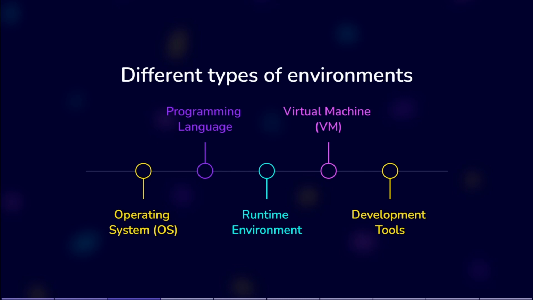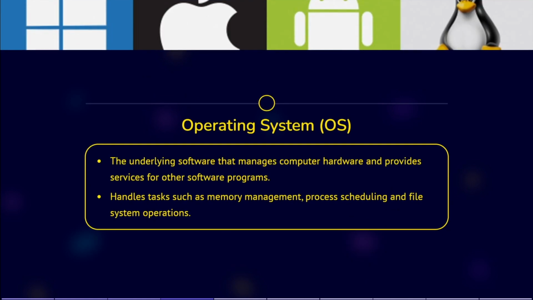A programming environment typically includes the following components: operating system, the underlying software that manages computer hardware and provides services for other software programs. It handles tasks such as memory management, process scheduling, and file system operations.